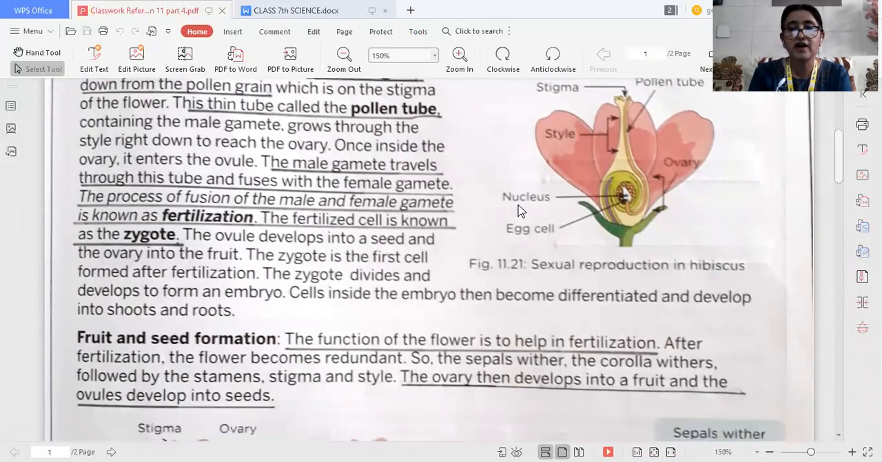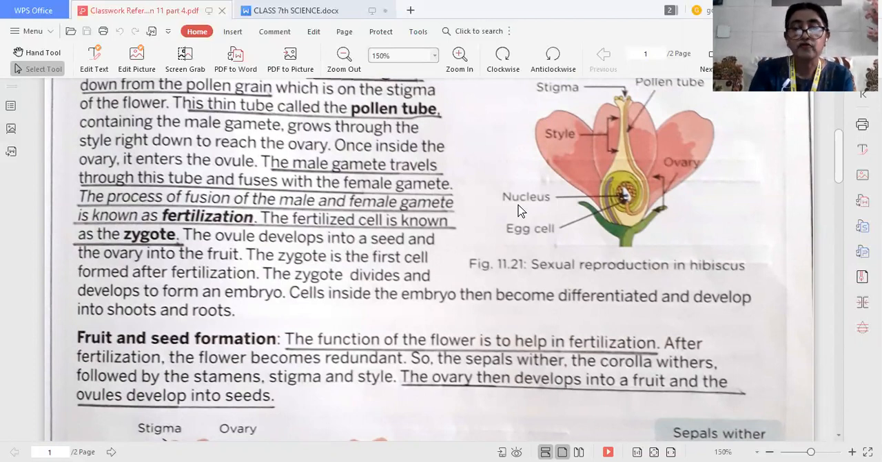The function of the flower is to help in the fertilization. We all know this because the male and female parts are present in flower only. After fertilization, the flowers become redundant, means they become unnecessary. So whatever sepals are present there, the corollas, they all wither along with the stamens, stigma and style. Now what is left there? The ovary, which develops into a fruit, and the ovules which are present inside the ovary, which develop into seeds.